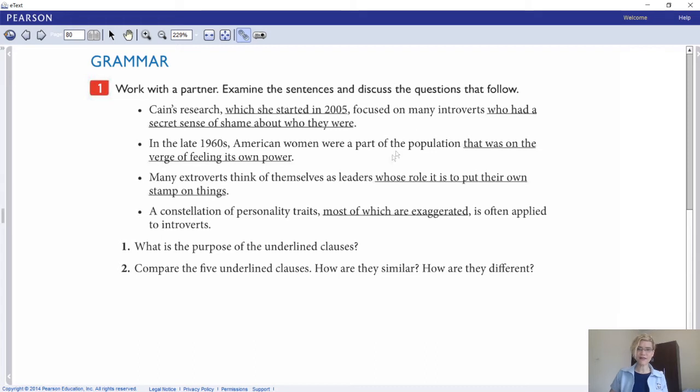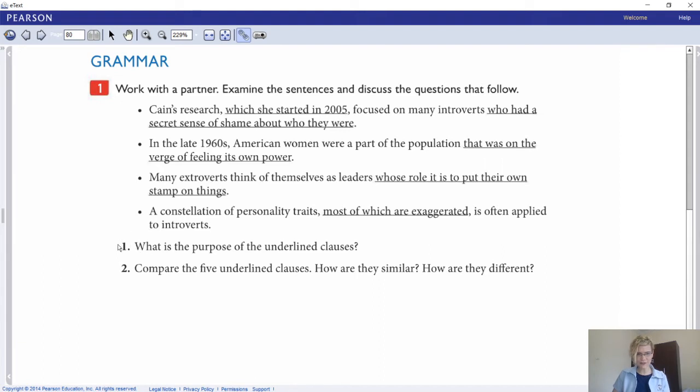Yeah? So the relative pronoun always refers back to a subject or noun that is mentioned before it. For example, Kane's research, which refers back to the research, focused on many introverts, who refers back to the introverts. Or for example, here, many extroverts think of themselves as leaders, whose role refers back to leaders. So a relative pronoun always refers back to something that is mentioned prior to it.